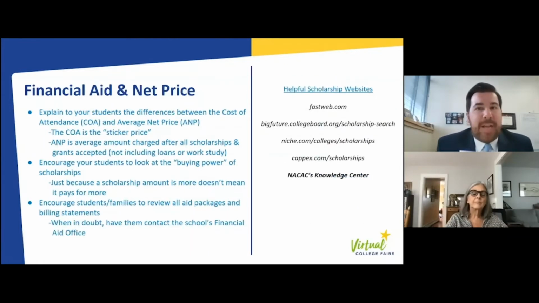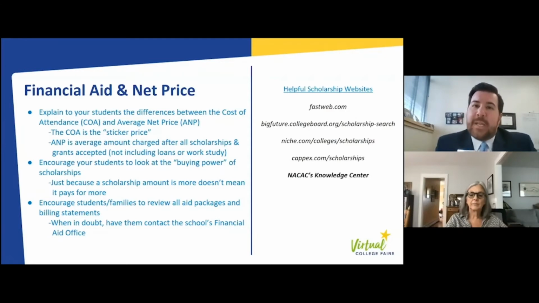In terms of net price and financial aid, it's important to explain to your students the differences between the cost of attendance, the COA, and the average net price. Those two are different. The cost of attendance is the sticker price, and students, I think a lot of times, are shocked and turned off from a school by the sticker price, and it's important to encourage them not to take that on face value, but to think about what the average net price will be after financial aid is applied. The average net price is the average amount charged after all scholarships and grants are accepted, and that's not including loans or work study.